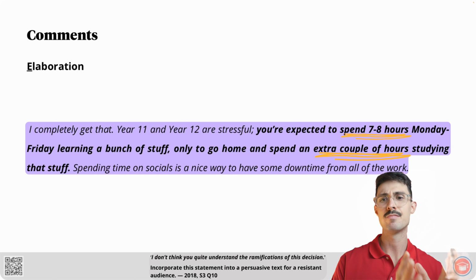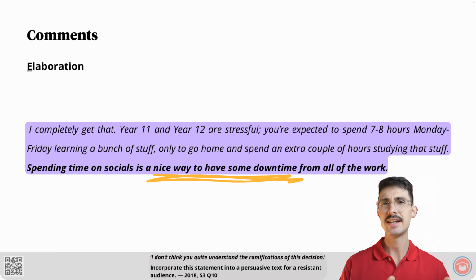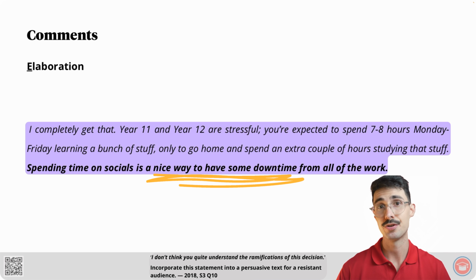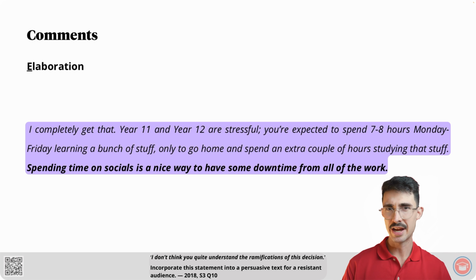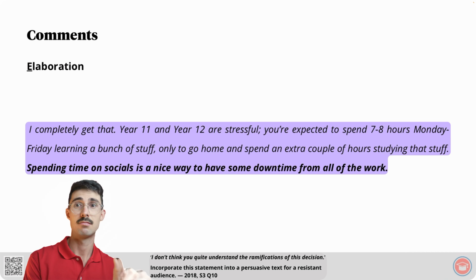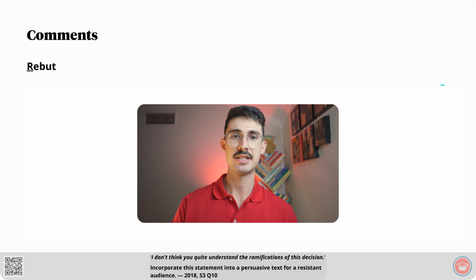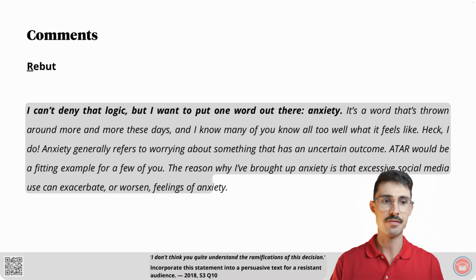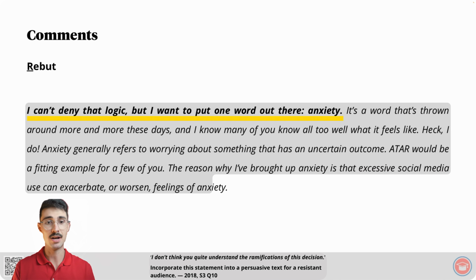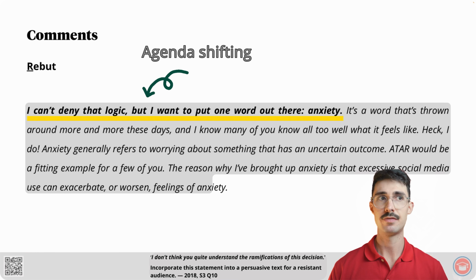The elaboration also describes how demanding Year 11 and Year 12 is, and it suggests that it's reasonable for the audience to want to relax on socials. In other words, there's an implication or a hint that the speaker, me, is on the audience's side. So that is the elaboration, this is the rebut. The first sentence of it, I can't deny that, but I want to put one word out there, anxiety, is a good example of agenda shifting.